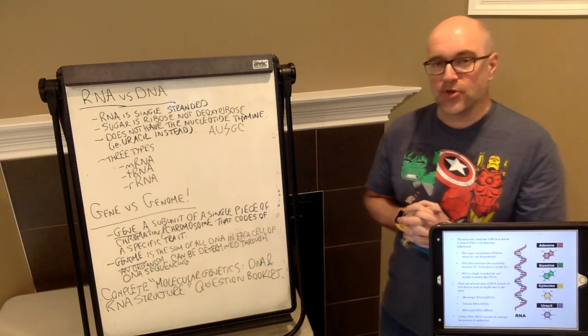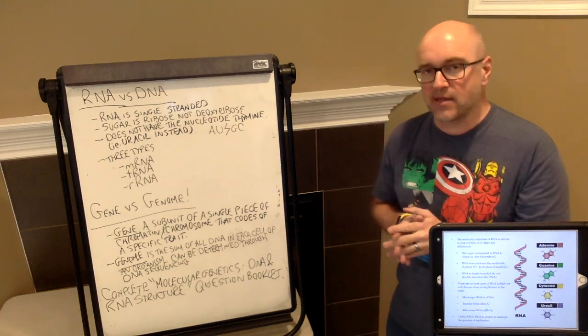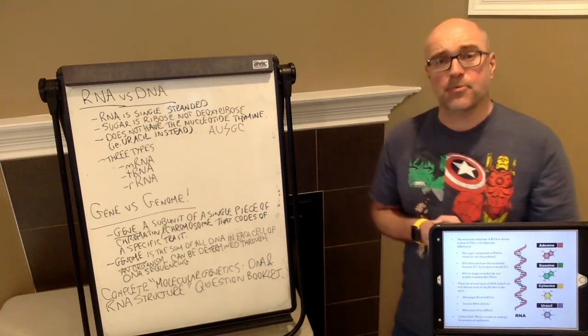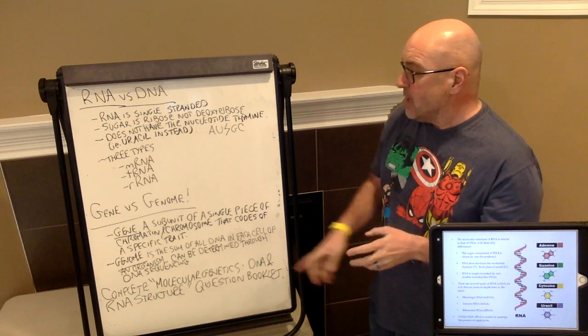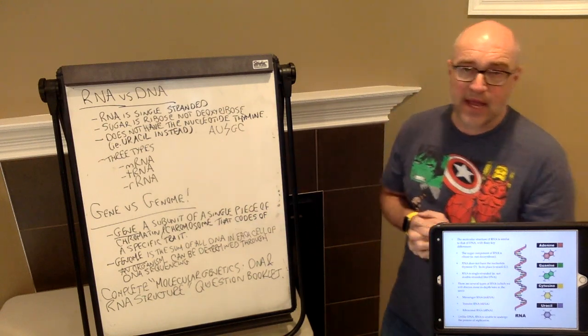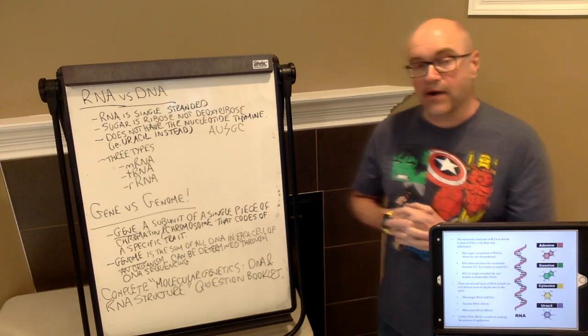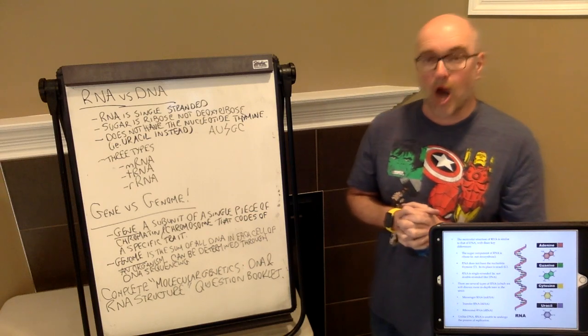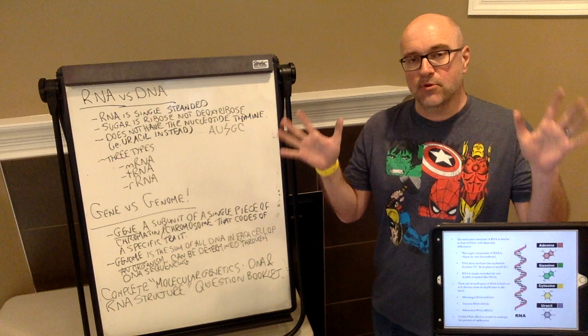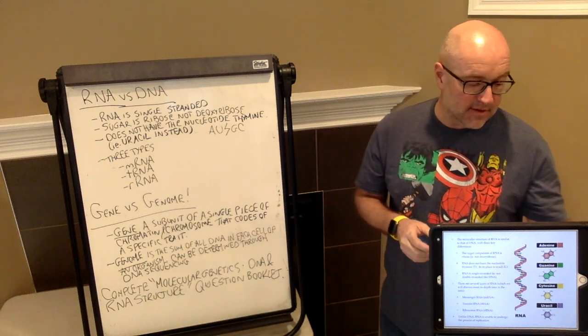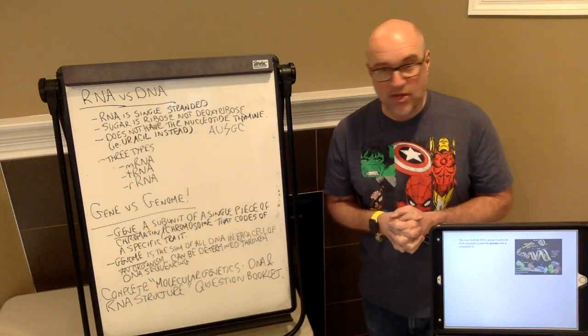A's will combine with U's and G's will combine with C's, as we'll discover when we get to protein synthesis later in the unit. There's also three types of RNA. There's messenger RNA, mRNA, transfer RNA or tRNA, and ribosomal RNA or rRNA, all of which I will discuss when we get to protein synthesis later in the unit.